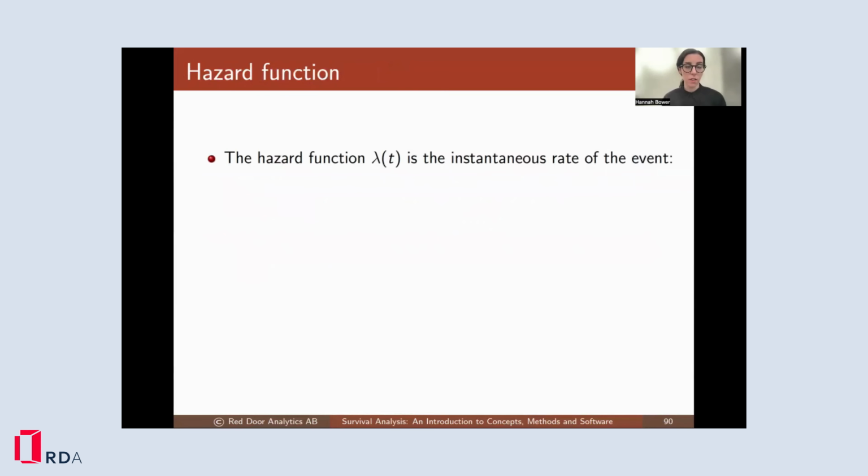But what is the hazard function? Well, here we define it as lambda t, so it's a function of time t, and it's the instantaneous rate of the event of interest. And it can be written in this way, where we have lowercase t as a time or a time scale, and capital T is the event time.